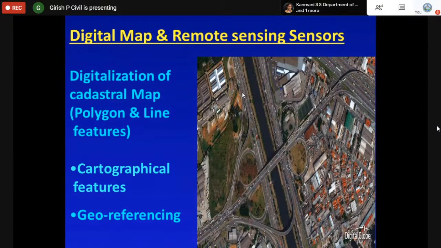The survey map will be scanned and put into AutoCAD, and then we start digitizing that scanned map. During the digitization, there is a set of procedures to be followed. First we draw the polygon and then the line features. Let's note the difference between polygon and line features. Polygon means that when we start digitizing any map, the starting point and ending point of the nodes will be at the same point. We call that a polygon.